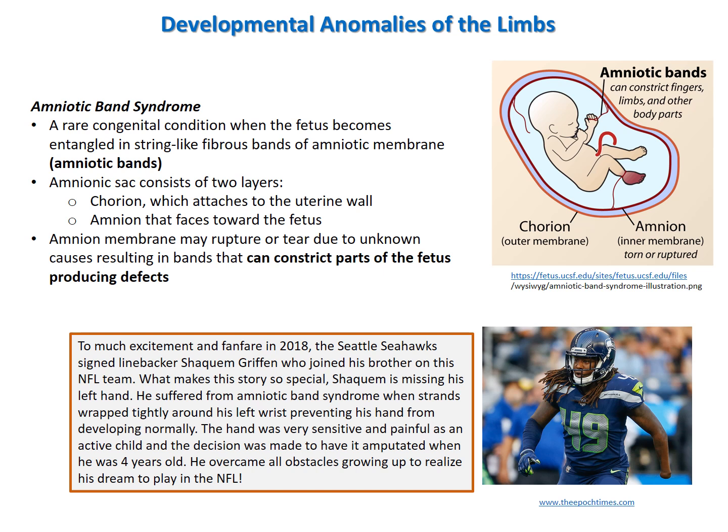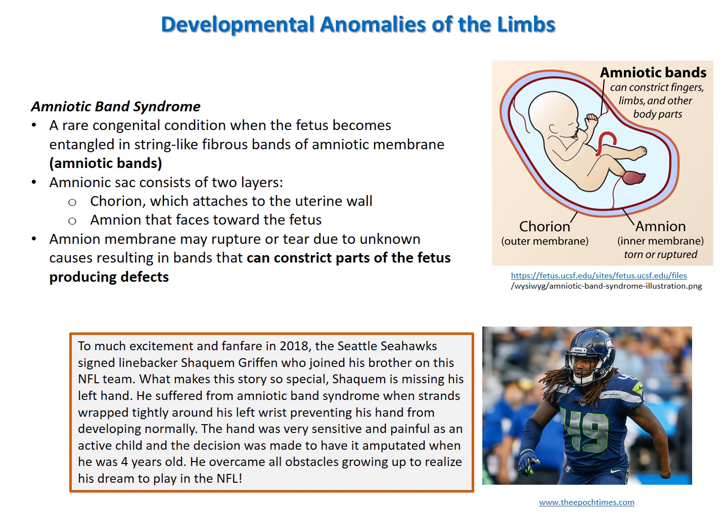Griffin suffered from amniotic band syndrome, a rare congenital condition when the fetus becomes entangled in string-like fibrous bands of amniotic membrane. The amniotic sac consists of 2 layers, an outer membrane called the chorion that attaches to the uterine wall, and the amnion that faces toward the fetus. For unknown reasons, this latter membrane may rupture or tear, causing bands of membrane to float in the amniotic fluid and entangle parts of the fetus.